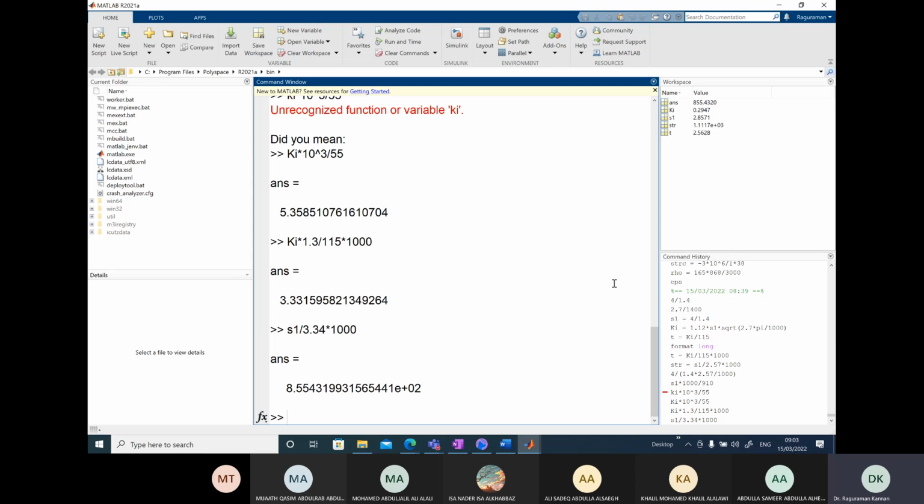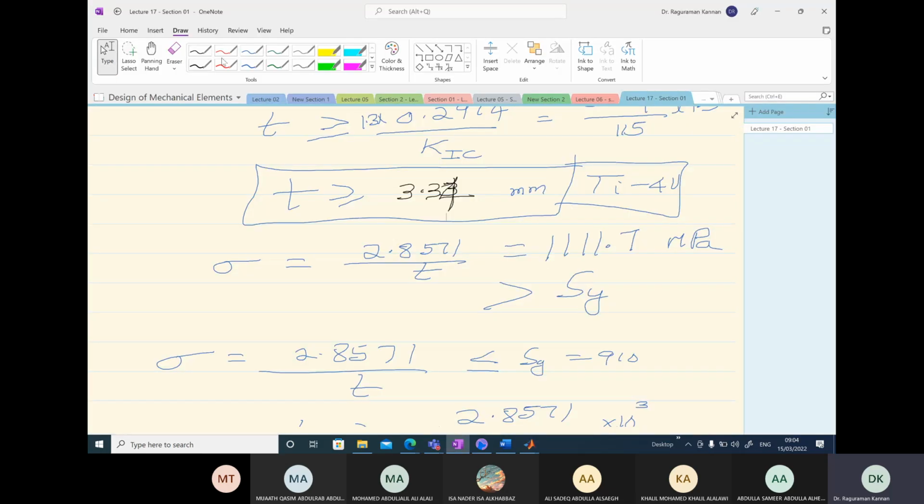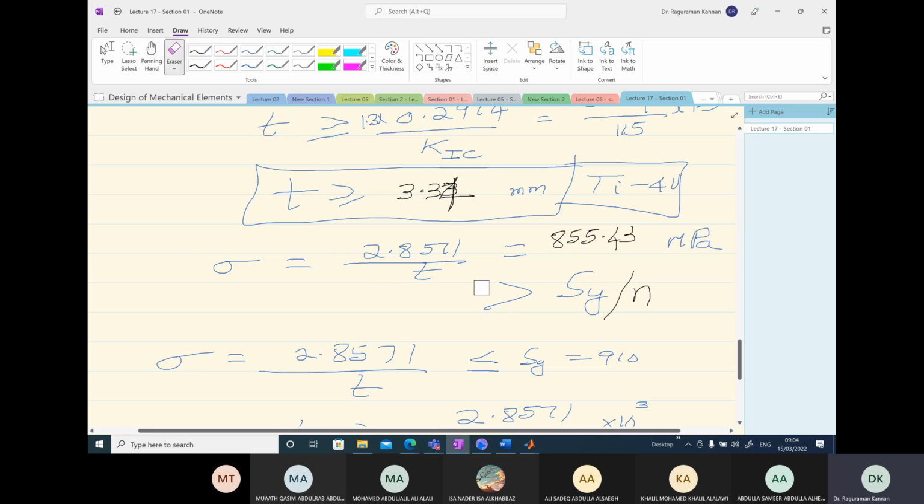Okay, so now we are within the limits actually. Not actually within the limits, we need to check 855.43. But we also need to check with Sy over n value, because there is a factor of safety, and we need to check if this is less than this value.